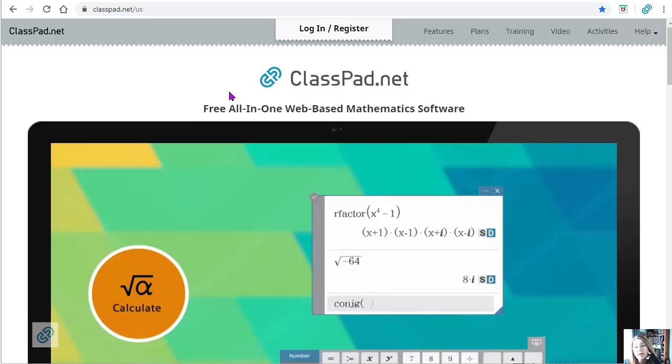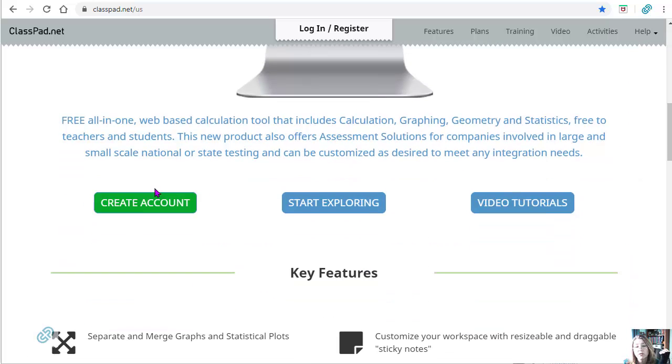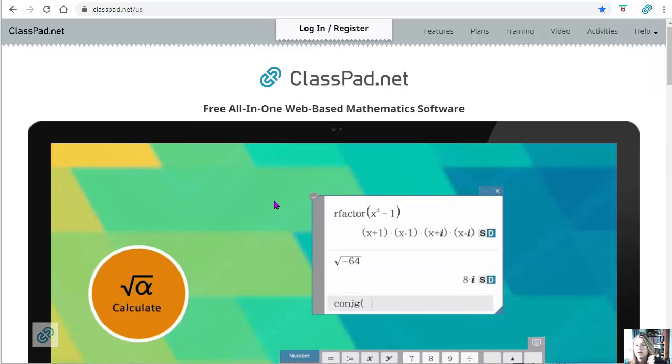So I'm in ClassPad.net, a free web-based math tool that does pretty much everything. If you don't have an account, I suggest you sign up to create one. You can just create an account right here, because then these activities that I'm sharing with you, which is a URL link in the description of the video, you can save if you like it, or you can modify after you save it. So there's a lot of things you can do if you have an account.